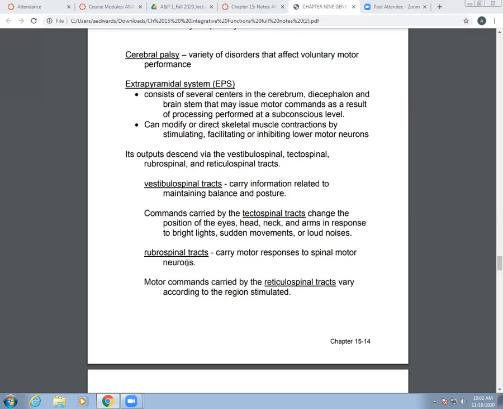Okay. Your rubrospinal tracts are going to carry motor responses to spinal motor neurons. Your motor commands are going to be carried by your reticulospinal tracts, and they're going to vary according to which region gets stimulated.